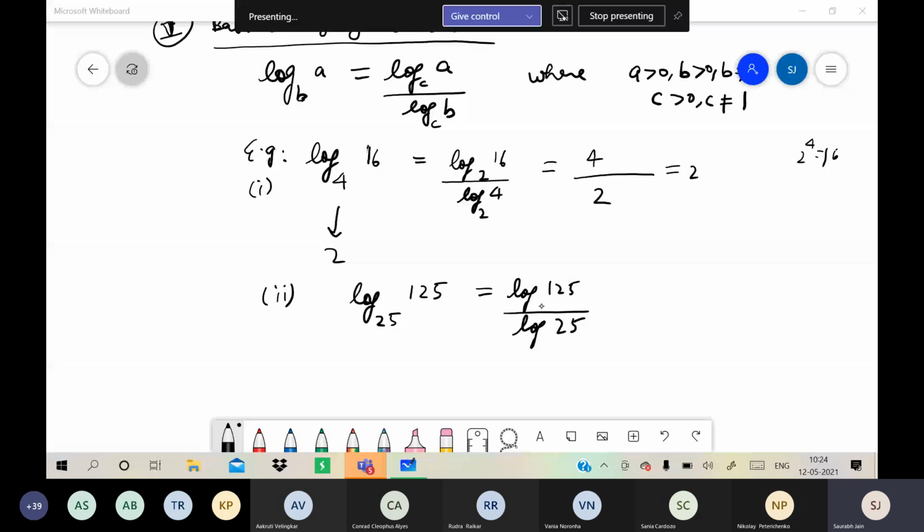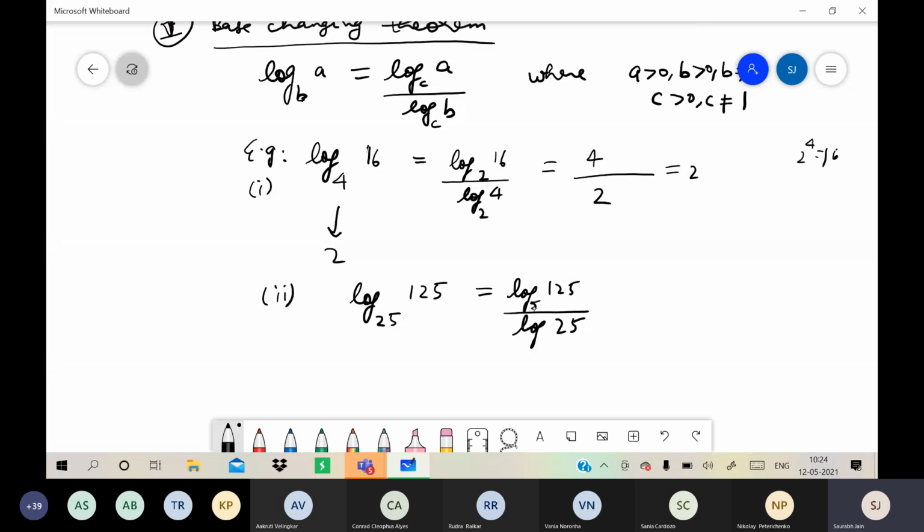So when you take the base as 5, now calculation becomes very easy, right? What will be the numerator? 3. What should be the power of 5 so that answer is 125, right? What is the denominator? 2. See? 3 by 2. And if you remember, this was one of the examples of the first class of logarithm. That time we calculated by the definition. Okay, right now we are solving this as base changing theorem.